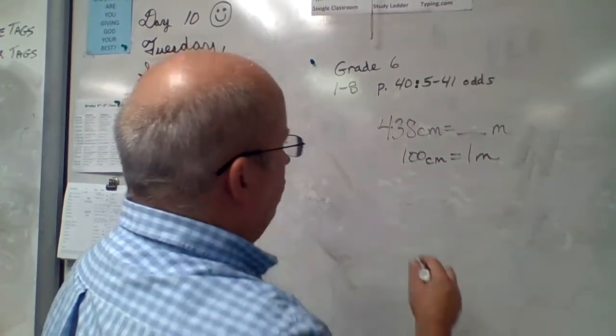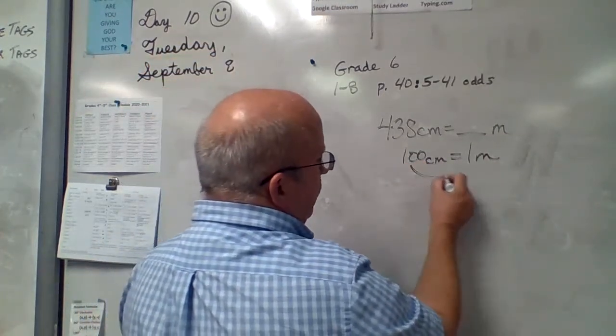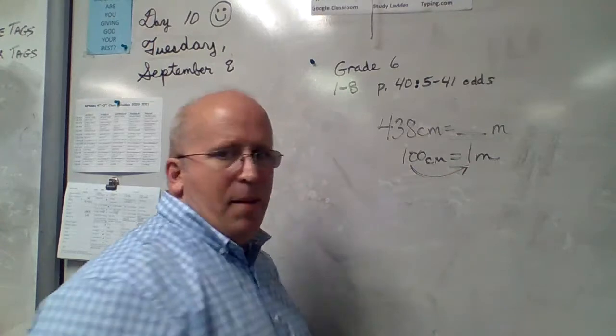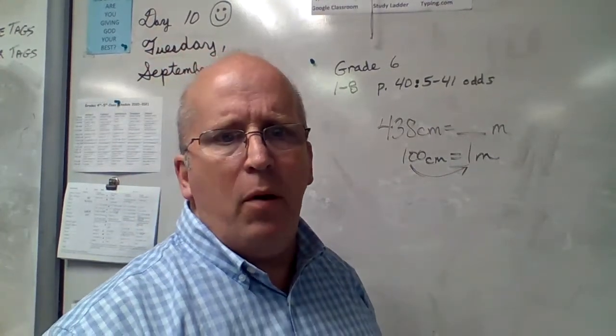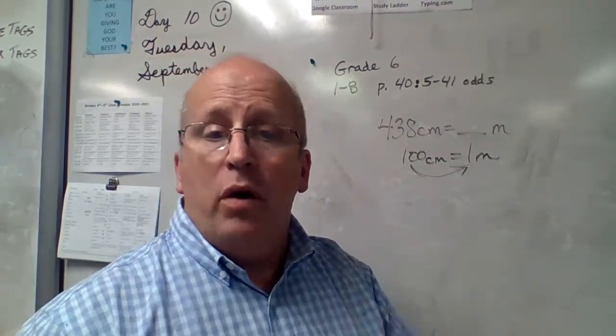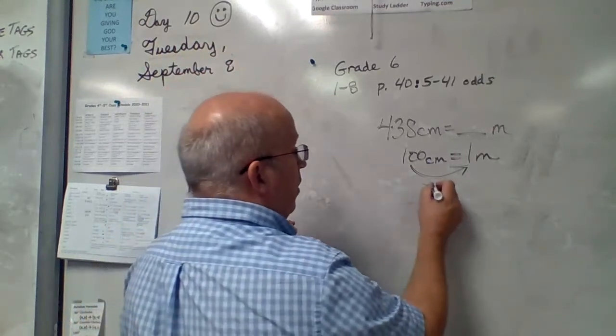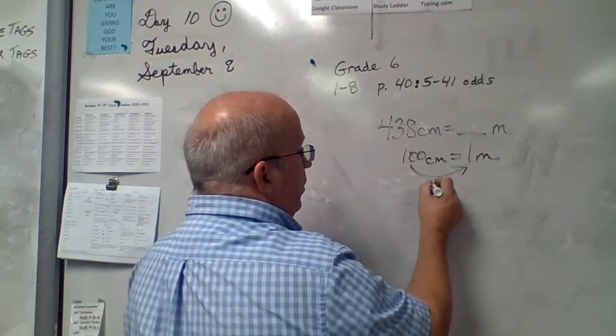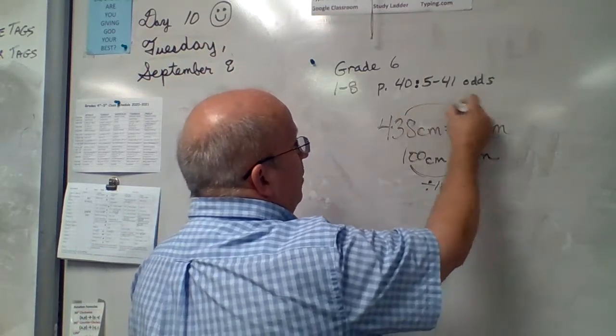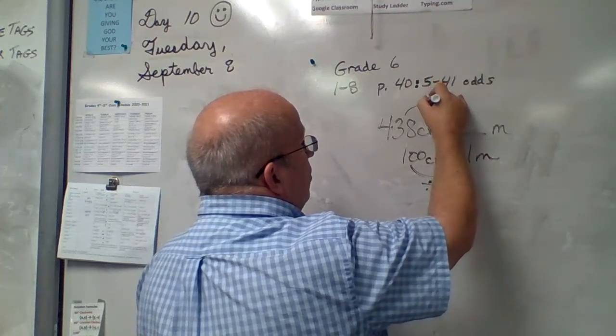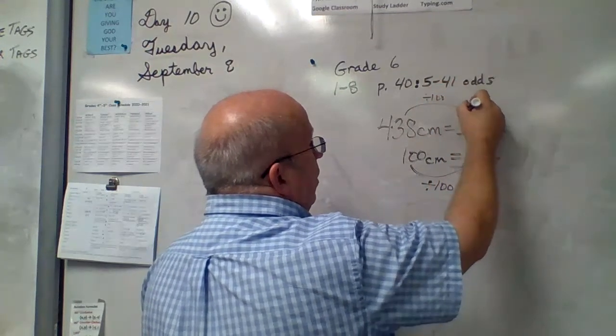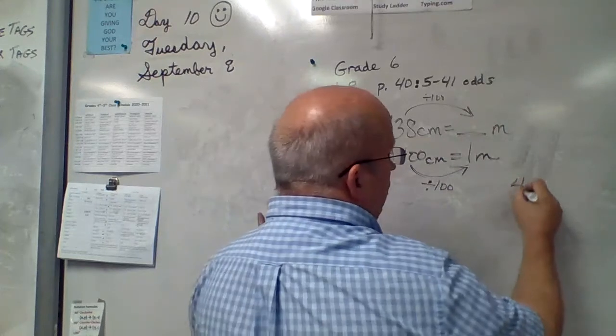And now let's look at what's going on here. What are we doing to get from here to here? We're not multiplying this time. Instead, we are dividing by 100. And what we do to this, we're going to have to do up here as well. We're going to have to divide by 100. Well, let's see what we get.